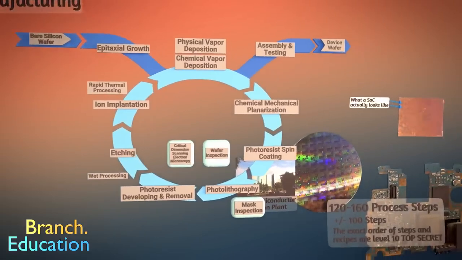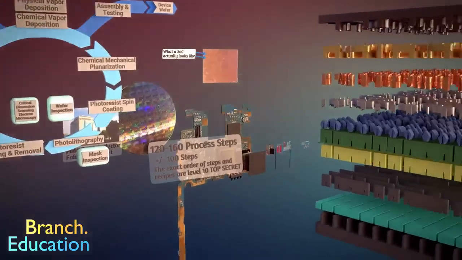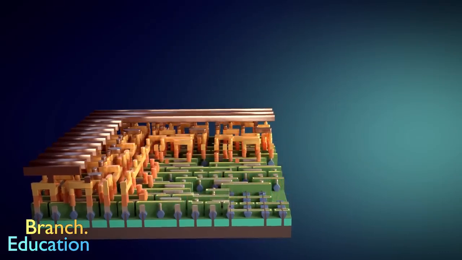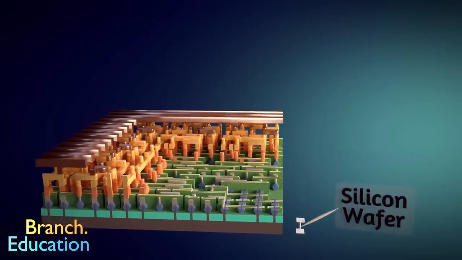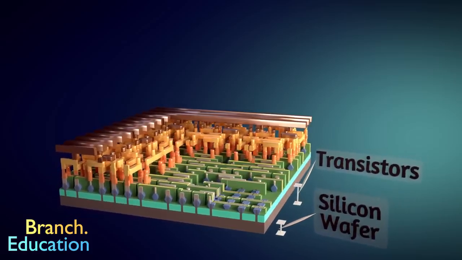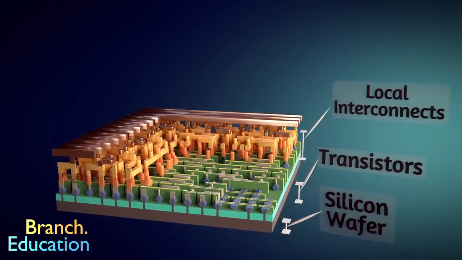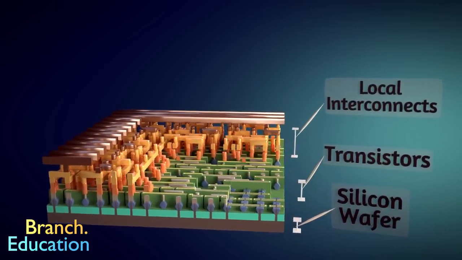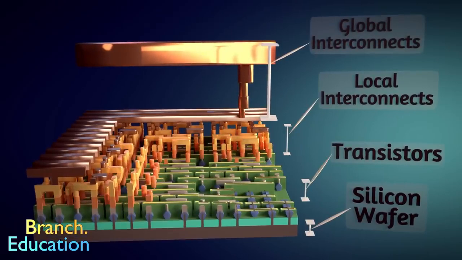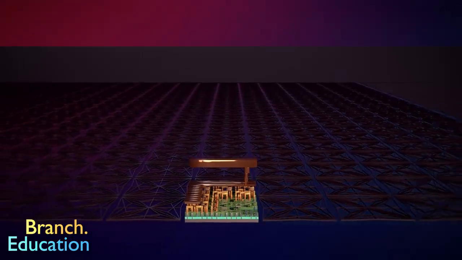But this video is getting too long, so we'll have to save the details of each step for a future video. For now, here's what a nanoscopic view of the SoC looks like. On the bottom is the silicon wafer, and the billions of transistors are implanted and built into and on top of the silicon. On top of the layer of transistors are layers of local interconnects that connect transistors to one another. And then on top of that are the global interconnects that connect sections of transistors. This is just a small fraction of the entire SoC layout.